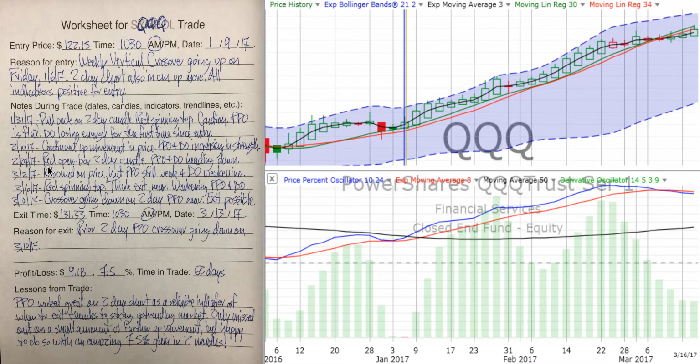So what did we note on the 24th? Red open box, 2-day candle, PPO and DO heading down. That's a bit of a concern. We've made all this money. We don't want to lose it. We'd like to keep all that we could.